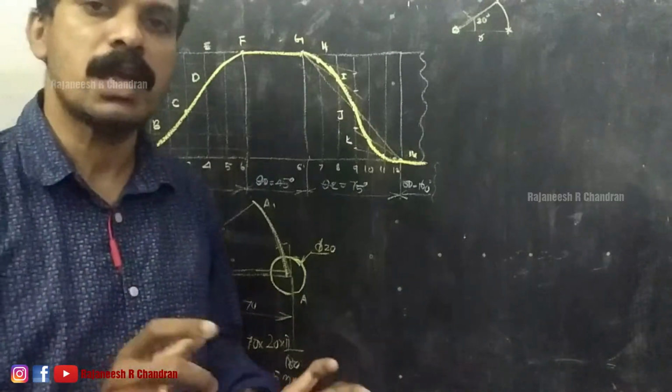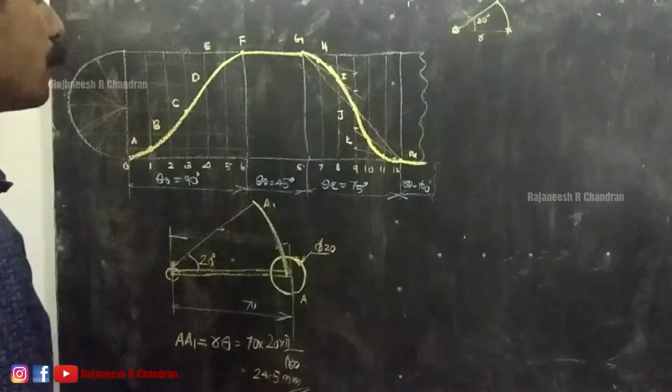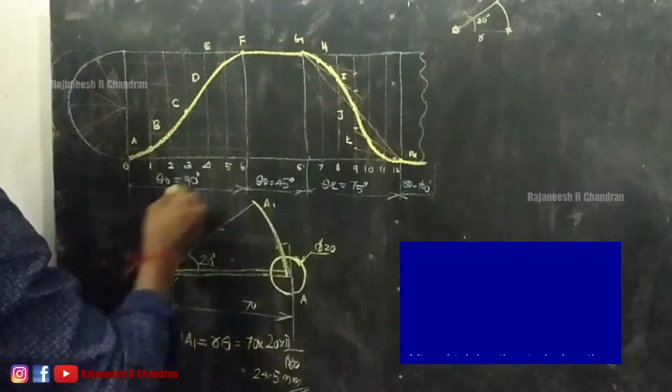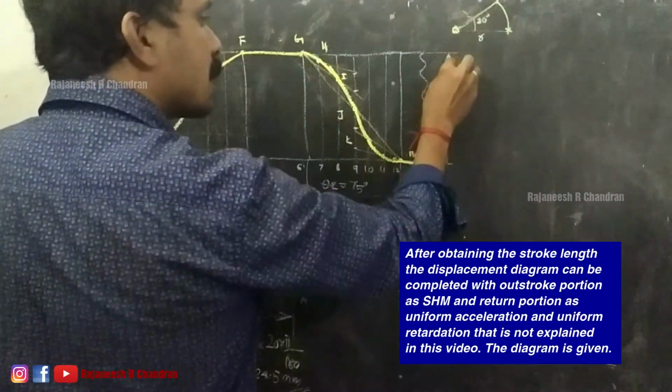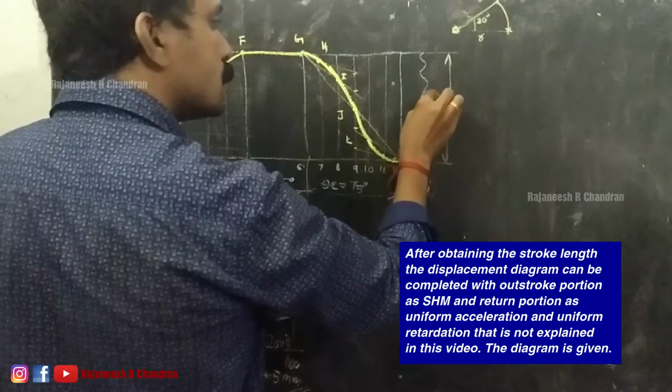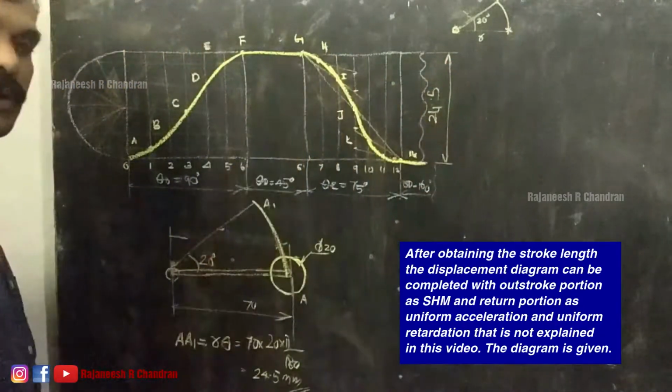So now we have obtained 24.5 mm as our stroke length. So we can consider that arc length as our stroke length. So this is our 24.5.